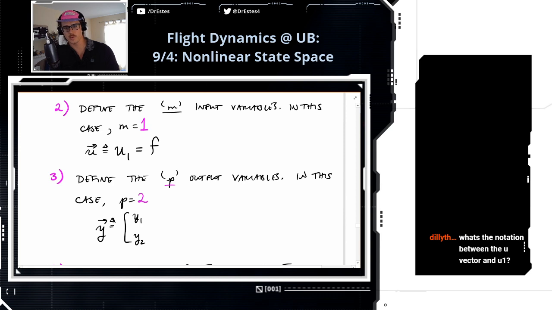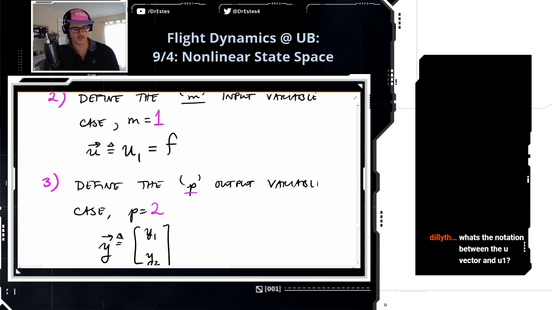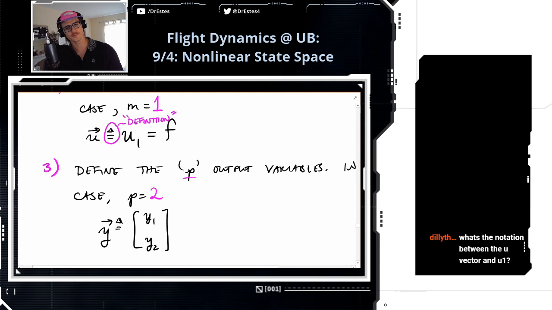What's the notation between the u vector and the u1? Oh, good question. If you look in here, you see I have equals, and then a little triangle on top of it. When you see that, it means definition. So I'm defining my u vector as this variable u1. I guess it's not really a vector in this case because it just has one entry. But when I have this down here as well, I'm just saying defined as. So you could read it as defined as.